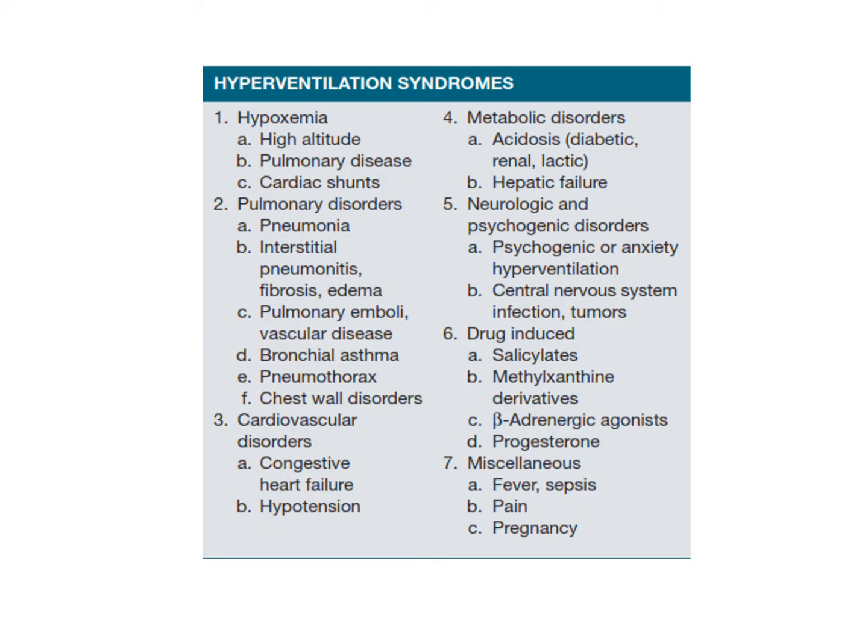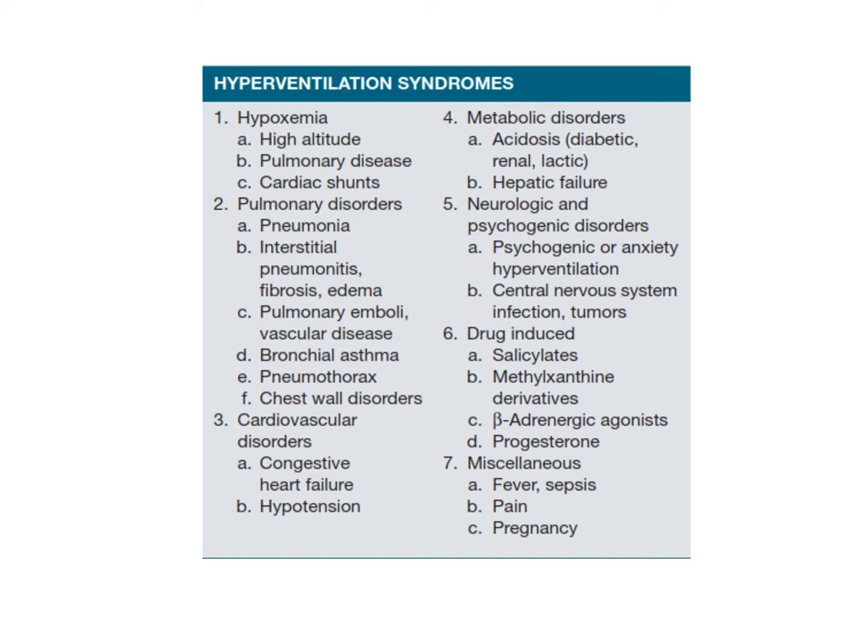You see hyperventilation syndromes like hypoxemia, pulmonary disorders, cardiovascular disorders. Hypoxemia includes high altitude pulmonary disease, cardiac shunts. Pulmonary disorders are pneumonia, interstitial pneumonitis, fibrosis, edema, pulmonary emboli, vascular disease, bronchial asthma, pneumothorax, chest wall disorders. Cardiovascular disorders are congestive heart failure, hypertension.